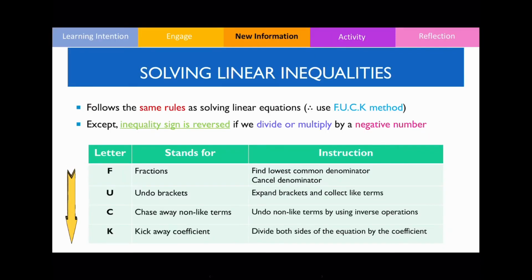So the way that we actually solve linear inequalities pretty much follows the exact same rules as we use to solve just regular linear equations, okay? So we're going to be using the FUCK method regardless. However, the only difference is that because an inequality sign is involved, when you multiply or divide by a negative number on both sides of the equation, you need to flip or reverse the inequality sign.